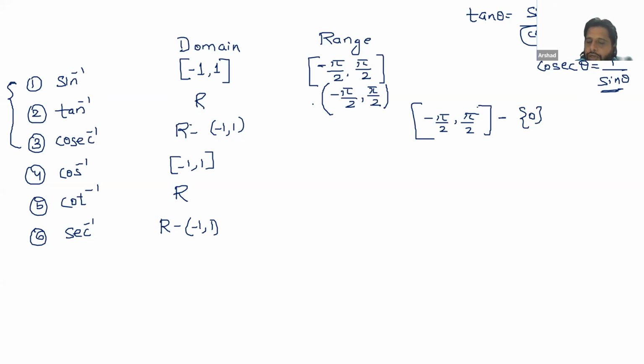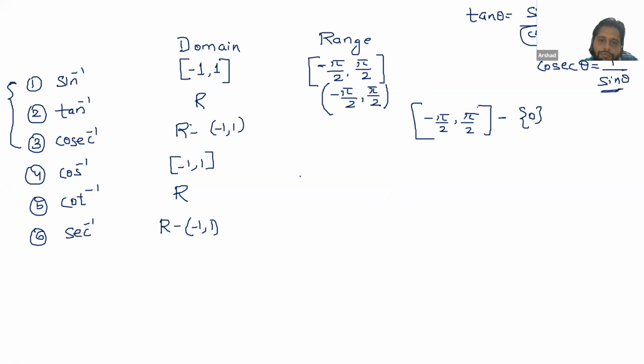For tan inverse, write minus pi by 2 to pi by 2, and think for which angle this does not exist. This does not exist for pi by 2, so use the open interval. Similarly for this, think for which angle this does not exist, so subtract this. Okay, now next for cos inverse, how will we do this?